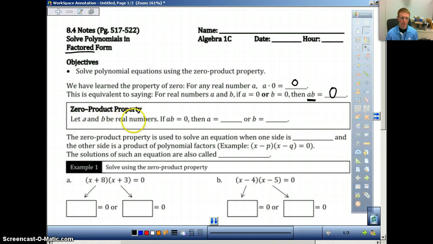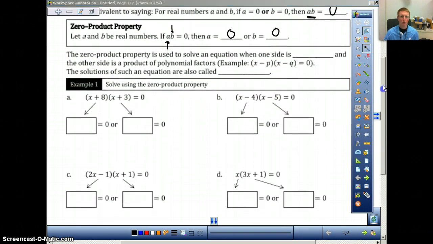So if a and b are real numbers and ab is equal to 0, then that means one or the other has to be equal to 0. So either a equals 0 or b equals 0. That's the only way to get a product to be 0. So the zero product property is used to solve an equation when one side is 0 and the other side is a product of polynomial factors.